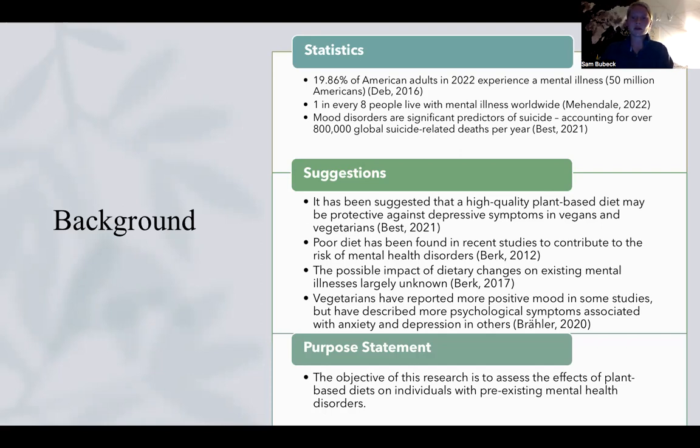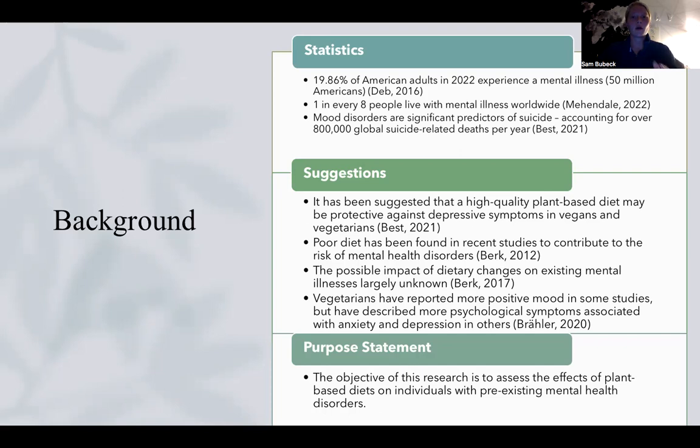It has also been suggested that poor diet has been found in recent studies to contribute to the risk of mental health disorders. We know that there are many health disorders that are related to poor diet. Poor diet is a pretty loose term, but it has been correlated to vegetarianism or plant based dieting, many health benefits.